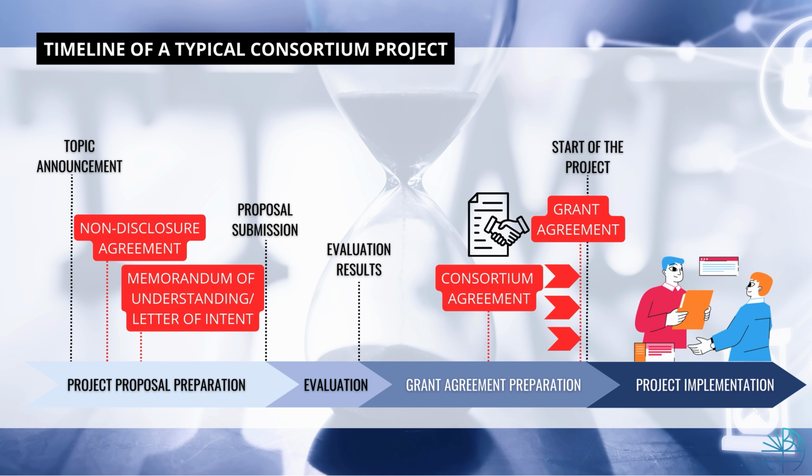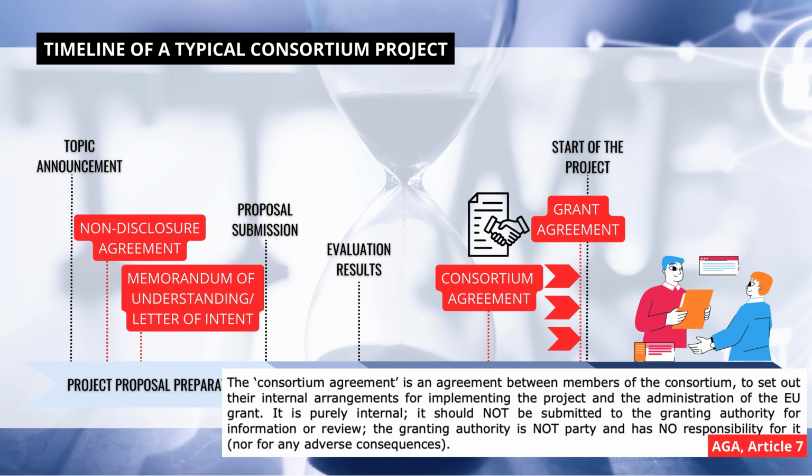Occasionally, project officers mistakenly require confirmation that the consortium agreement is signed before signing the grant agreement, or even request a signed copy. In fact, the annotated model grant agreement explicitly states that the consortium agreement is an internal document of the consortium and should not be submitted to the granting authority for information or review.